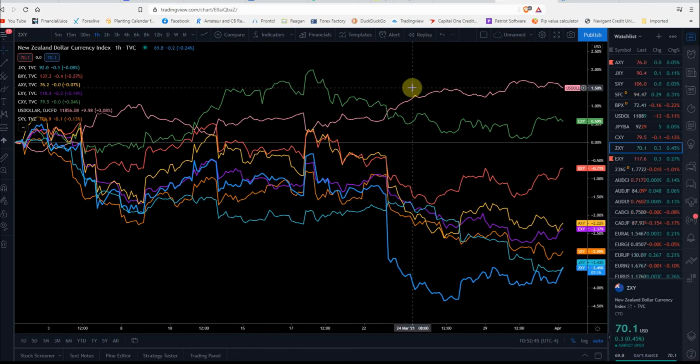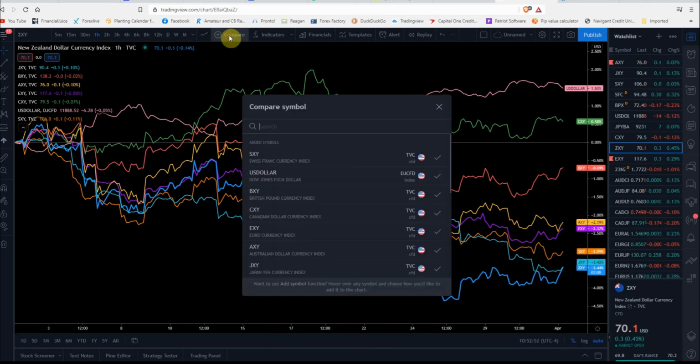So on TradingView, all you have to do is, if you have this, you just want to go to compare. You click this compare, and then you're going to put in these symbols. You have SXY. You can see them all on the screen here. SXY. The US dollar one's a little different. There's a couple of US dollar ones. I'm using the FXCM, Dow Jones FXCM index, which is, I think, weighted a little better.